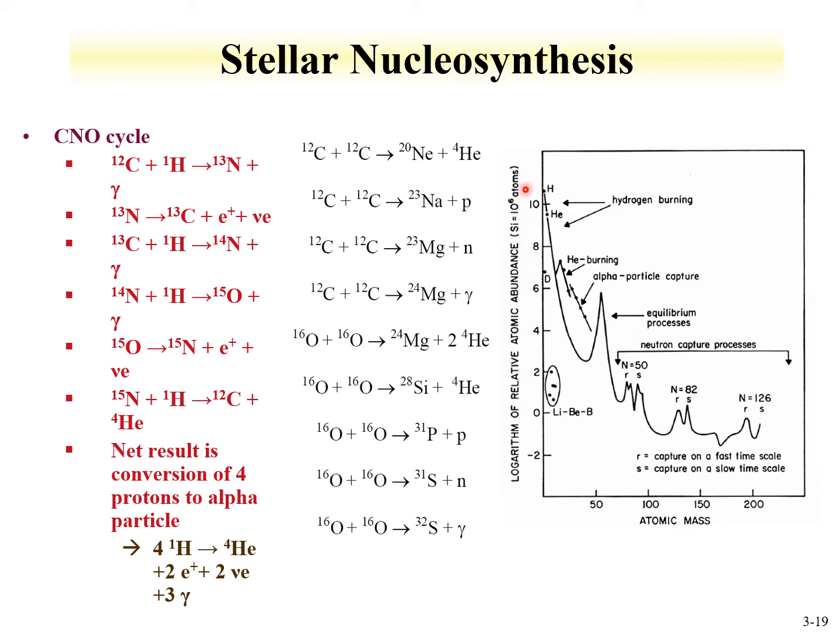And here's a figure that shows the relative atomic abundance as a function of atomic mass. And we see that this is actually related to the nuclear processes that occur. There's also a low amount of lithium, beryllium, and boron. It lies off this line, and that has to do with the lack of nuclear stability of these elements.